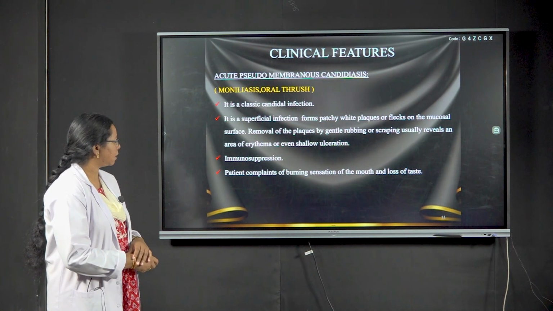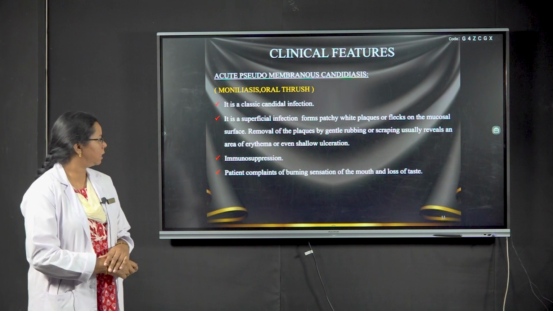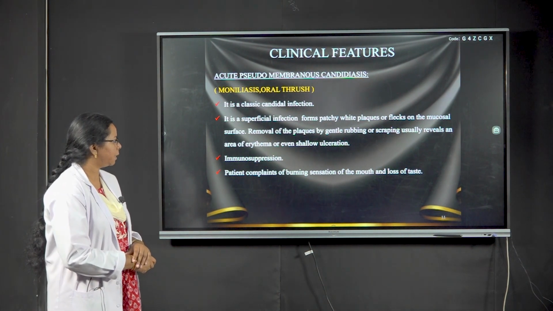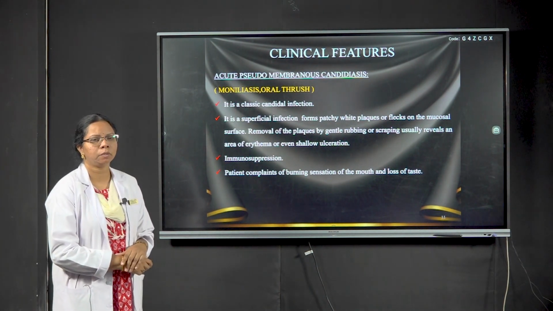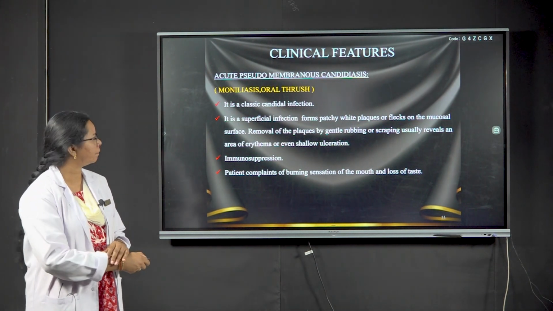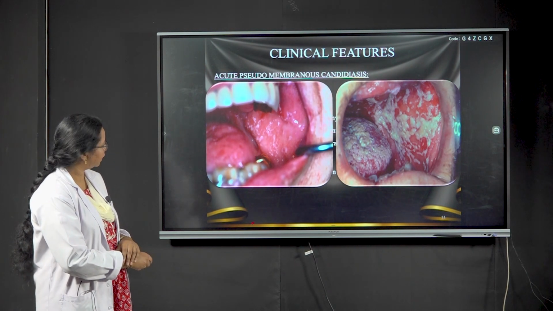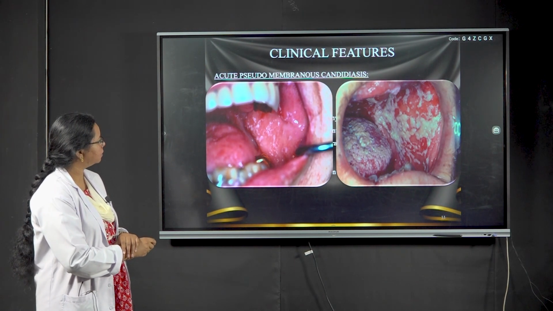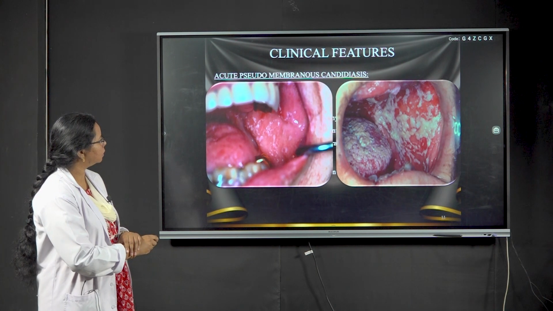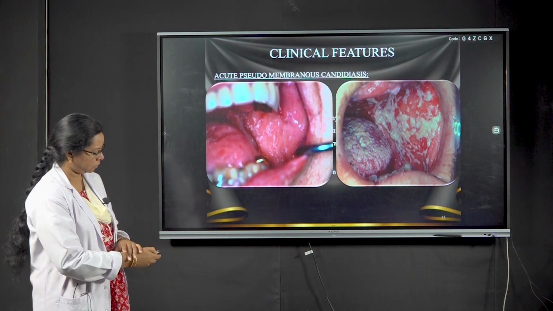These lesions are usually seen in patients who are under severe immunosuppression. Patient complains of burning sensation in the mouth, and some patients complain of loss of taste sensation also. So you can see white curd-like material on the buccal mucosa in both the pictures.